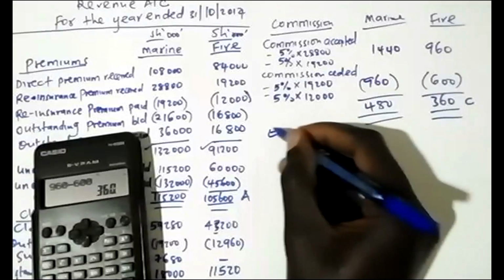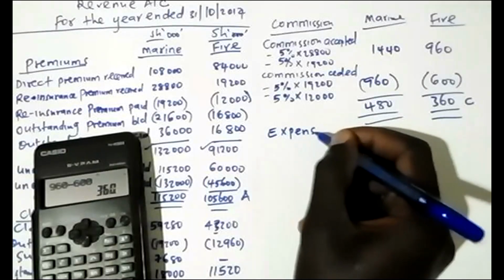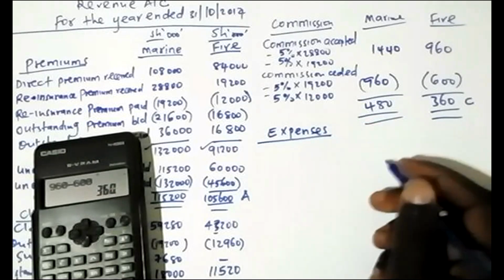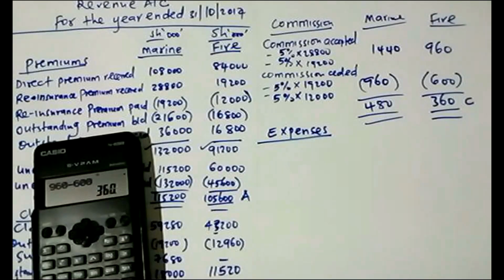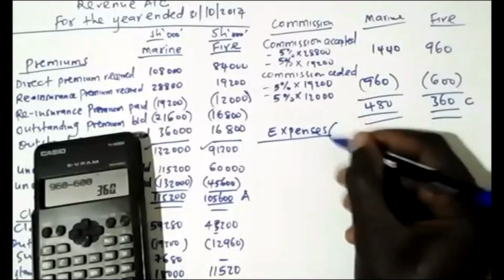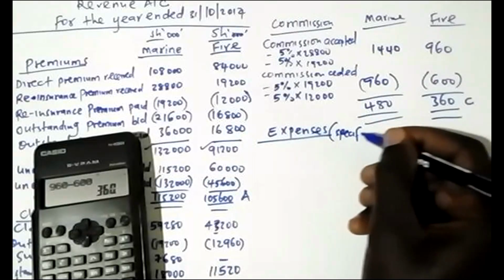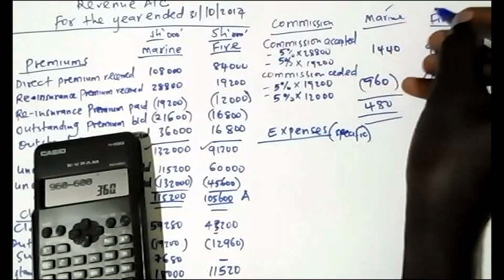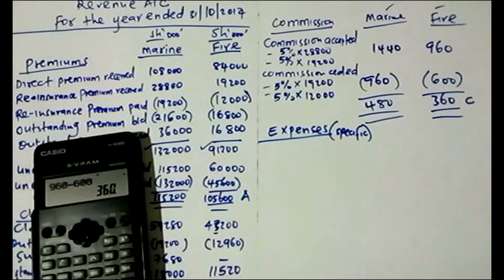Then after that, we have to deal with expenses. So the expenses, the ones which are specific, that is, when I say specific, they are specific to marine and fire. Because other general expenses for the insurance firm will be recorded in the income statement, the ones which are more general.